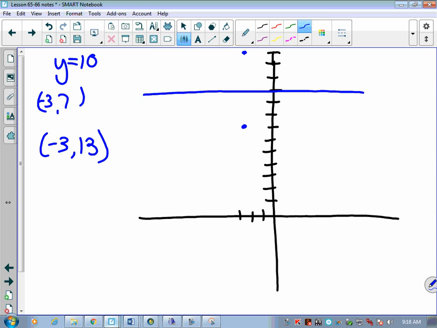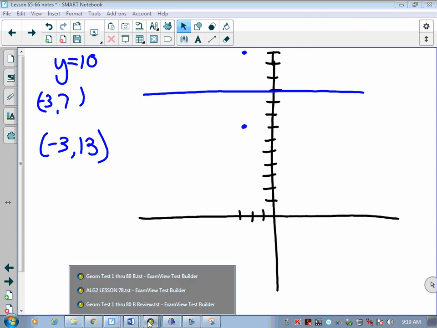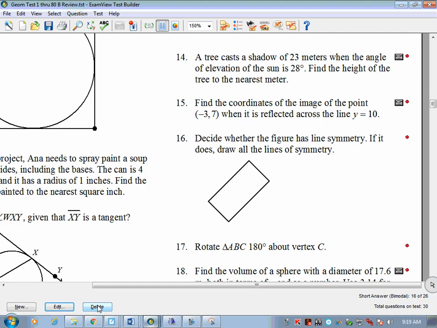Okay, but sometimes a visual kind of helps to see and make sense out of that. So when we're reflecting across a horizontal line, we want to find the distance of our y coordinate to that y. So what's the difference between 7 and 10? It's 3, right? And we're going to double that. All right, let's get back to this. Was that the correct answer?